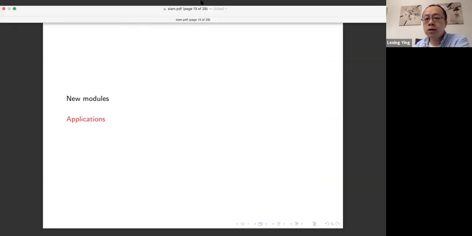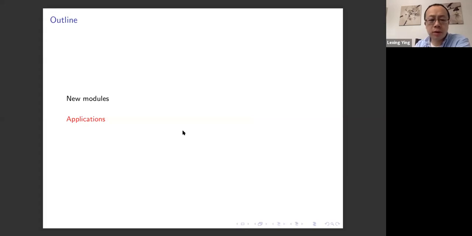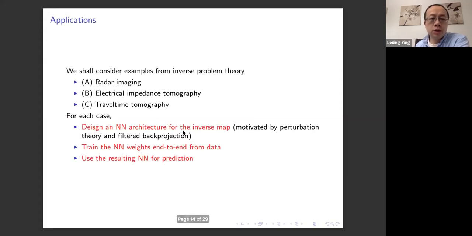Okay, now let's move to the second part of the talk. I'm going to talk a bit about applications. We're going to talk about three examples in inverse problem theory. One is from radar imaging, the second is from electrical impedance tomography, and the final problem is from travel time tomography. Because the three problems are a bit different, the architecture we use for them, and also the pre and post processing that we carry out for them, is slightly different.